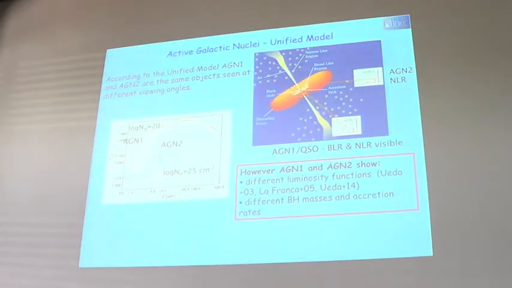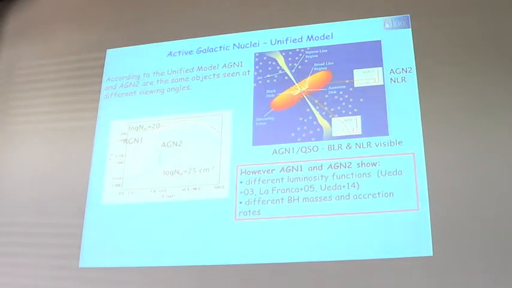Okay, so I need to start with this classical unification scheme scenario about the AGNs. You see, the AGNs are surrounded, we believe, by a certain kind of obscuration, and we roughly divide AGN into type 1 and type 2 AGN, depending on whether we see the broad line regions or only the narrow line region.